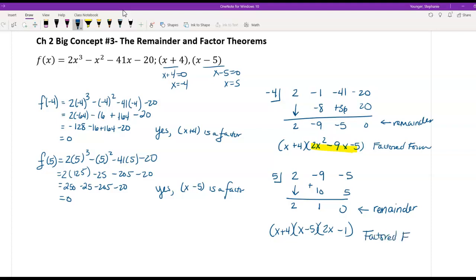And that is our factored form. From here, you could find your zeros even further, but we're not going to do that for today because this has been a long enough video. If you have any questions, please do not hesitate to ask, especially with this synthetic division, the remainder, and factor theorems, because we will be using this a lot over and over and over again, especially in Chapter 2.